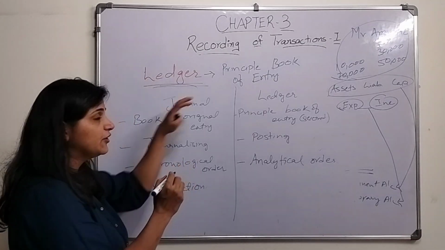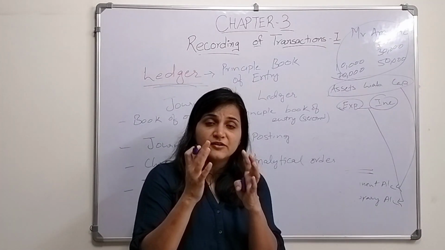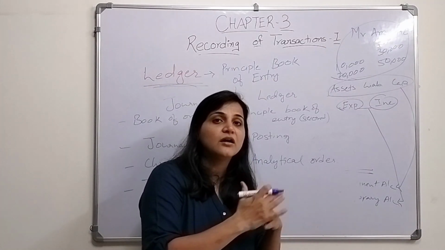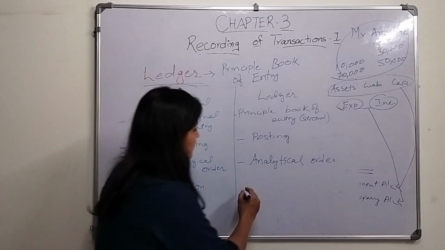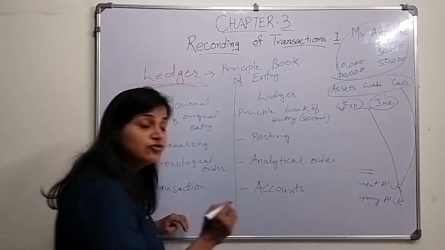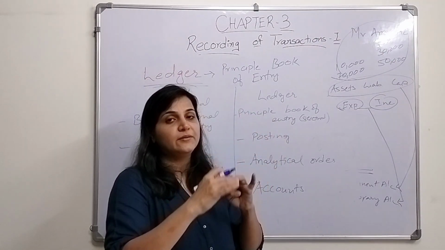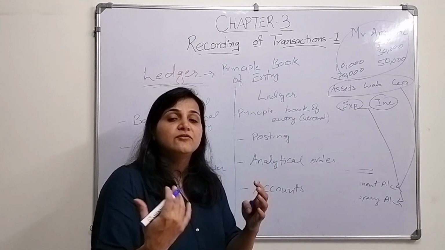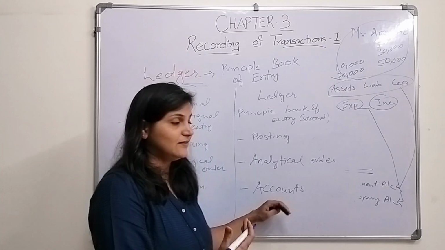What is the basis of recording the entries? The journal is based on the transaction. A transaction occurred, we record it. In the ledger, we are preparing the accounts of those transactions. The accounts are being prepared, so the basis of the ledger is the transactions recorded in the journal.